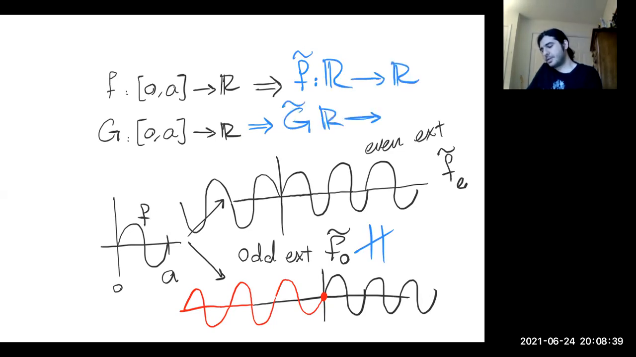But first, we should decide what type of extension we want. Do we want even extension or odd extension? And then the solution would be defined everywhere in terms of the initial data.